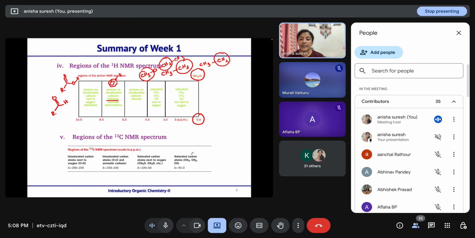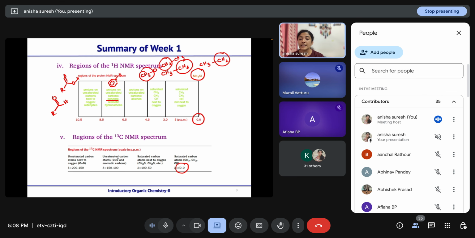So the saturated carbon atoms like CH3, CH2, CH etc. are coming around the region of 0 to 50 ppm. And when we consider ethers, saturated carbon atoms that are next to oxygen like CH3O, CH2O etc., they will be coming in the region of 100 to 50 ppm.